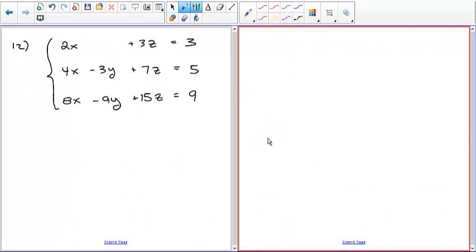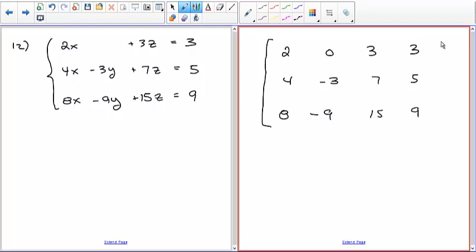Okay, same deal here. We're going to create our matrix 2, 0, 3, 3, 4, negative 3, 7, 5, 8, negative 9, 15, 9. This one's making me tired even before I think about it, because we're going to end up with fractions, unfortunately, but that just happens sometimes. The reason I say that is, you can see I have no 1s in the first row, so I can't shift it to be 1s in the first row.